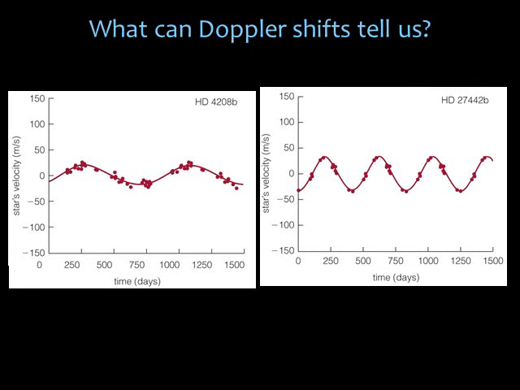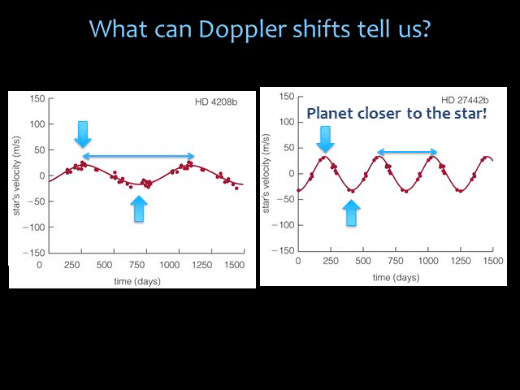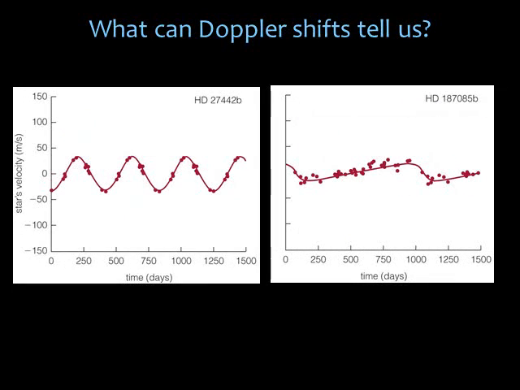These two stars have similar radial velocity magnitudes, so the mass of their planets must be similar. But the star on the right has a shorter period radial velocity curve. This means the planet is closer to the star. Now the star on the right has an asymmetric radial velocity curve. This tells us that the planet's orbit is not very circular. It's highly eccentric.